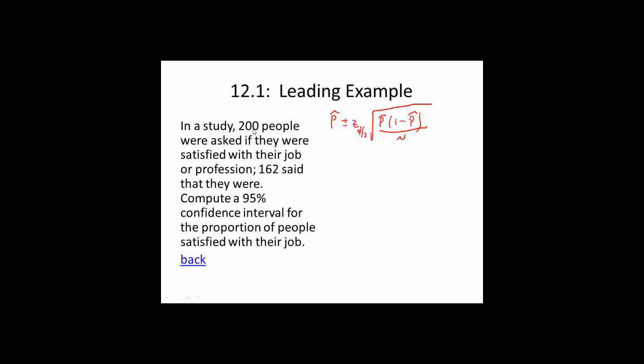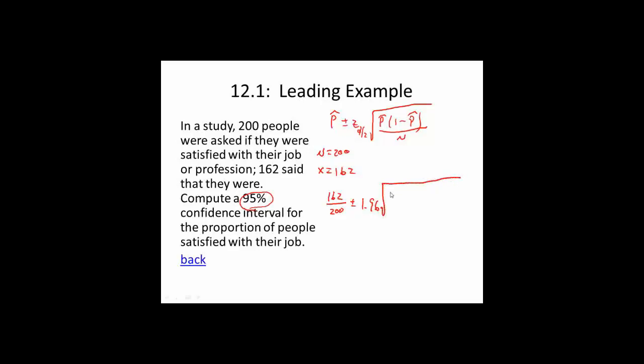So in this case, n is 200. X is equal to 162. And I hope everybody will agree with me that x is greater than 5. Do we agree? And if I take 200 minus 162, that's greater than 5. So the requirements are met. So now all we have to do is substitute 162 over 200 plus or minus. So now we need our z alpha over 2. It's 1.96. I even have it written down right here.